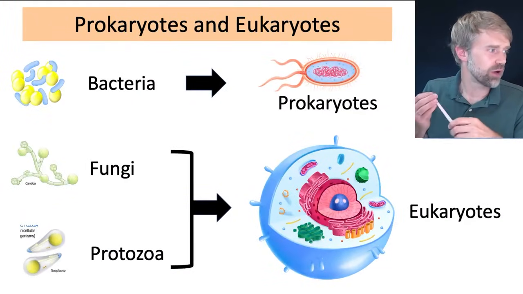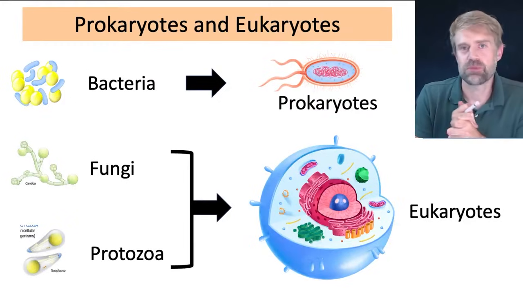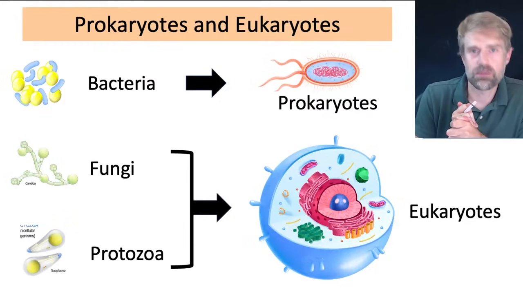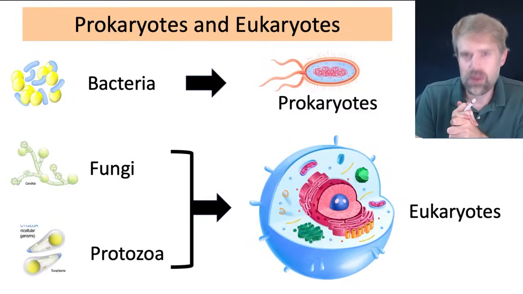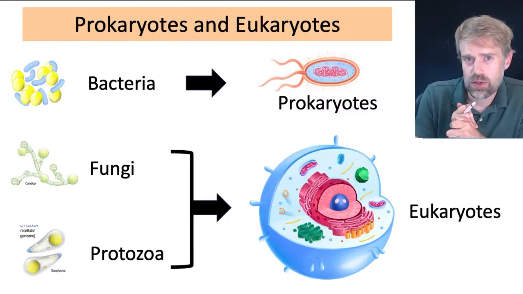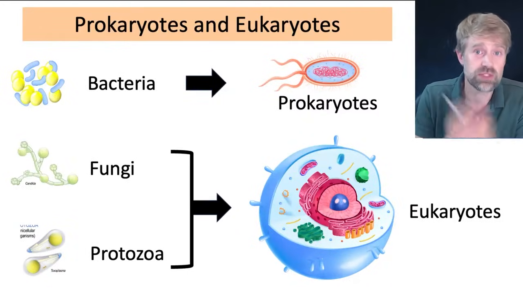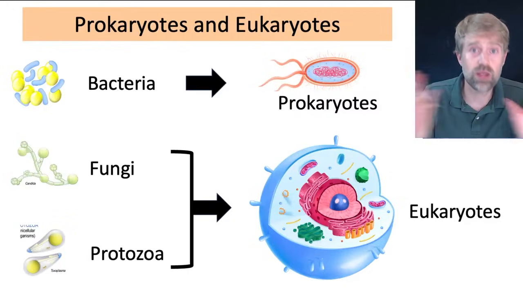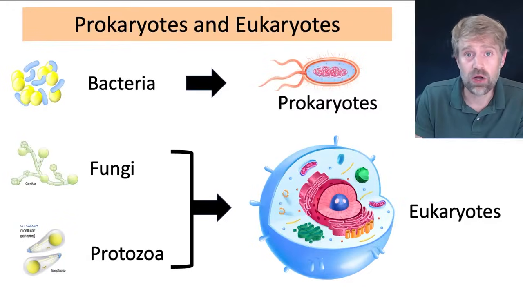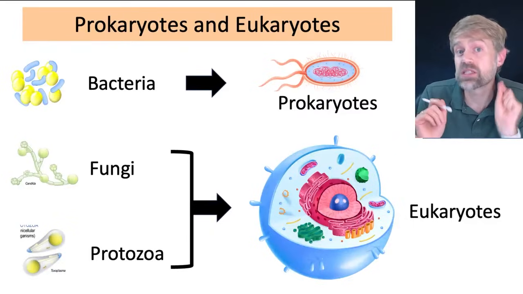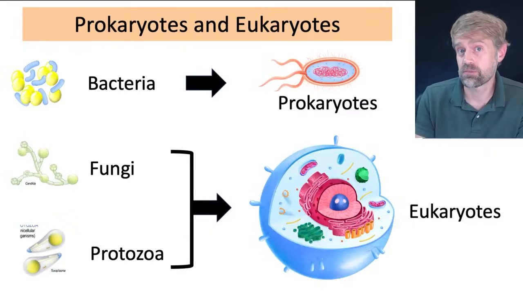Anyway, prokaryotes and eukaryotes. Bacteria are examples of prokaryotes. They are small, they are simple, they have no nucleus, and they have no membrane-bound organelles. Fungi and protozoa are more complicated. They're eukaryotes. They have a nucleus, they have organelles, they are bigger and more complex, and they are more similar to animals and plants.